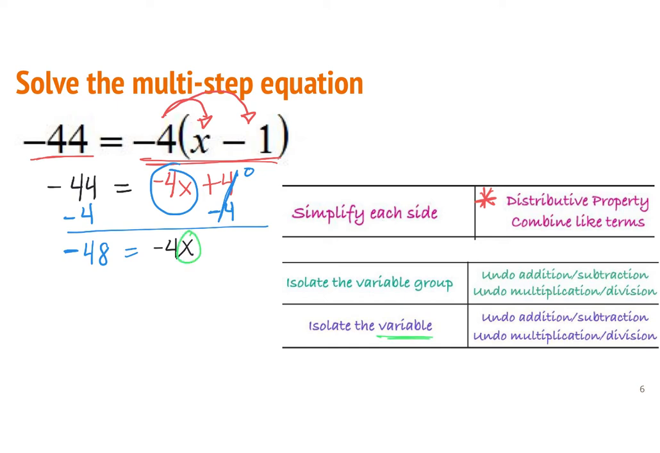Because negative 4 and x are written together, that means I want to undo multiplication. So that means I will need to divide. So I will divide by that number I am trying to get rid of. So negative 48 divided by negative 4 is equal to positive 12. The negative 4 over negative 4 just turns into a big 1. So x, it's by itself.